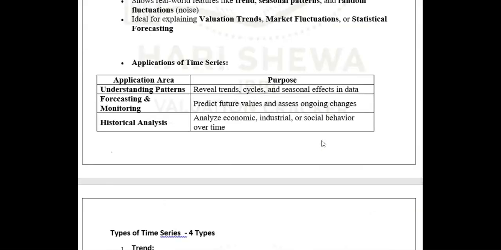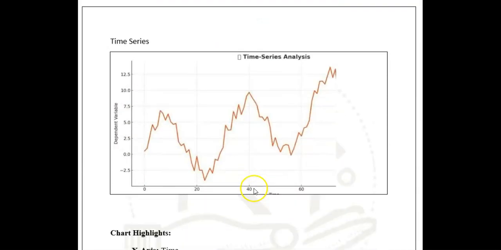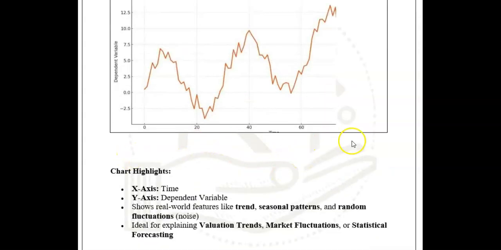This is the time series. In time series, a graph is prepared for the last 40 to 50 years. The x-axis on a time series is the time, and equal intervals are a must, while the y-axis is the dependent variable.